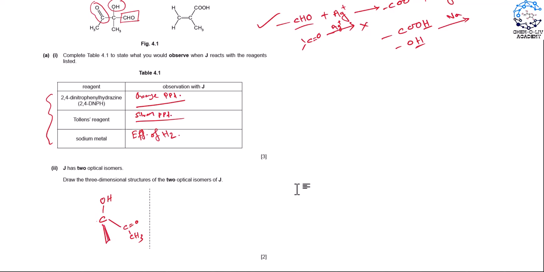So you need to put a bold bond. The bold bond is for above the plane, and the dotted bond is for below the plane. Now you can put any groups anywhere, not an issue, but considering this one as a mirror, you have to draw exactly the same mirror image.